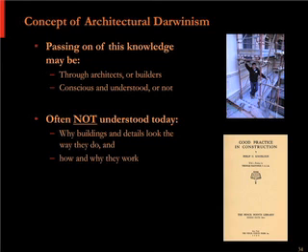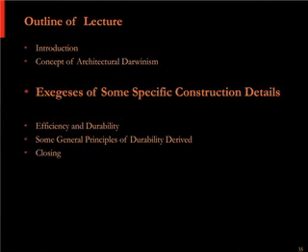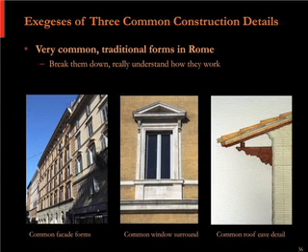So as the knowledge evolves, passing on the knowledge can take a couple different forms. It can happen through architects in a professional way, and that's how Good Practice in Construction, that book at the lower left, was written by a whole group of architects who got together and talked about best practices, a lot of the leading New York firms of the early 20th century. And it can go through the builders as well. That's one of the foremen on one of my jobs in Rome, who passed on a lot of knowledge to me and who had learned a lot of knowledge from his predecessors. But what's often not understood today is why buildings and details look the way they do and how and why they work.